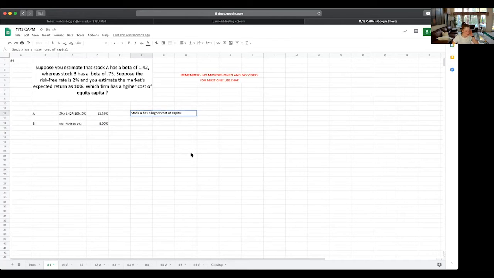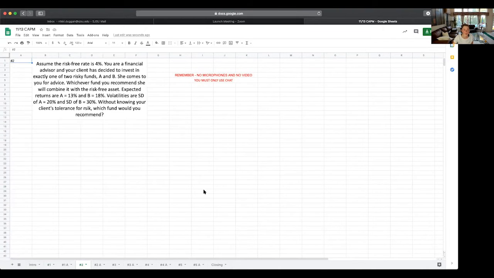If you guys have any questions on this, just type it in the chat and I'll try and answer them. And so now it says, assume the risk-free rate is 4%. You're a financial advisor and your client has decided to invest in exactly one of 2 risky funds, A and B. She comes to you for advice. Whichever fund you recommend, she will combine it with the risk-free asset. Expected returns are A equal to 13% and B equal to 18%. Volatilities are a standard deviation of A equals 20% and a standard deviation of B equals 30%. Without knowing your client's risk tolerance, which fund would you recommend?